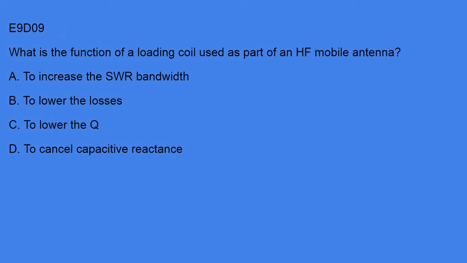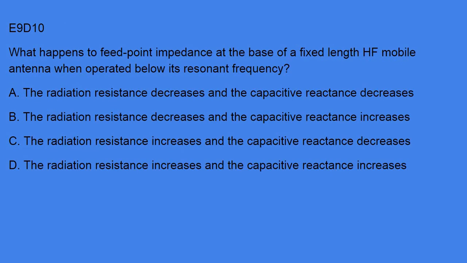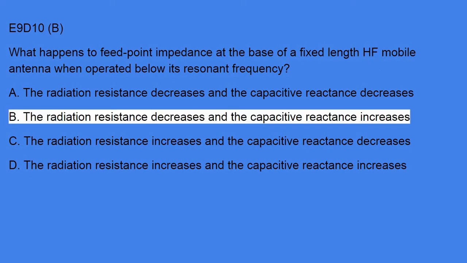E9D09, what is the function of a loading coil used as part of an HF mobile antenna? To cancel capacitive reactance. E9D10, what happens to feed point impedance at the base of a fixed length HF mobile antenna when operated below its resonant frequency? The radiation resistance decreases and the capacitive reactance increases.